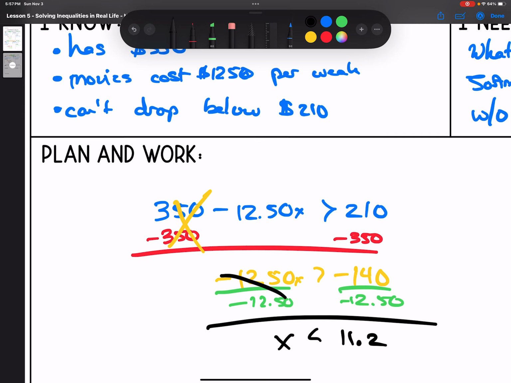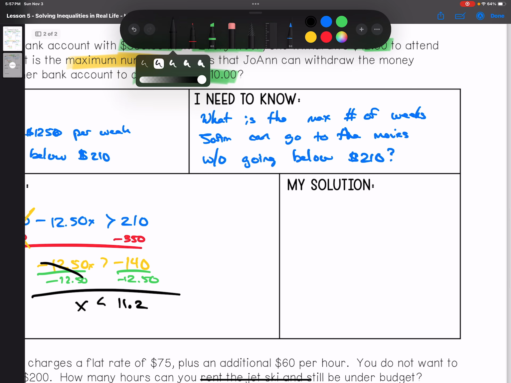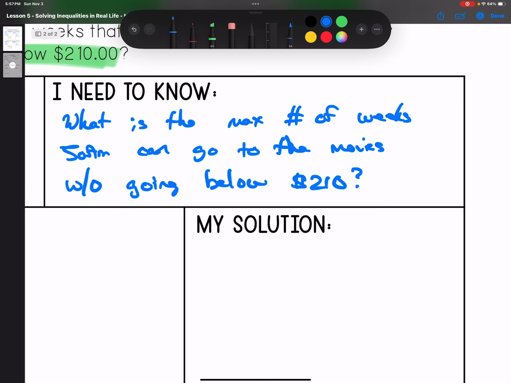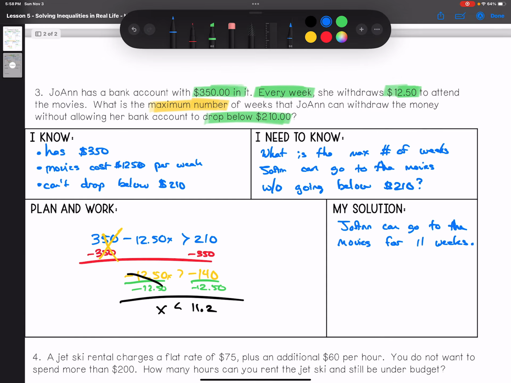So she can't go 0.2. So she can't go the 12th time. She don't have enough. So she has to stop at 11 times because she don't have enough money to go the 12th time. So Joanne can go to the movies for 11 weeks. All right, I'm going to zoom out, and as soon as you get that copied, go ahead and do number 4. Pausing now.